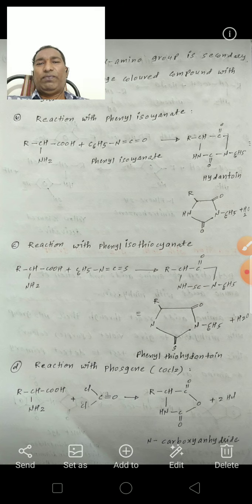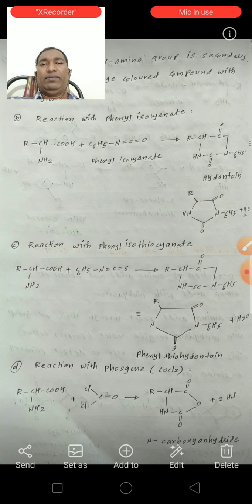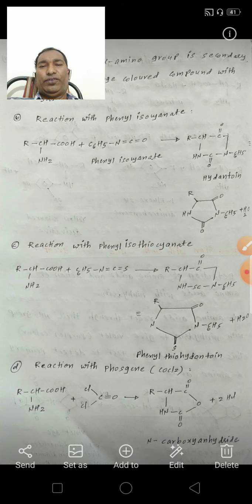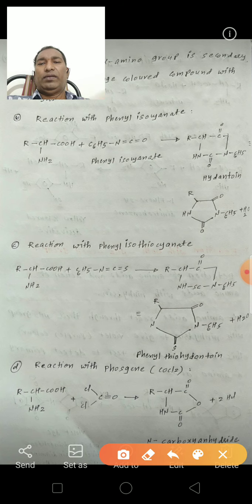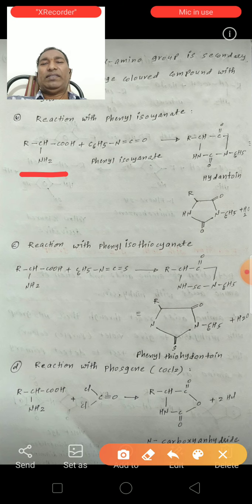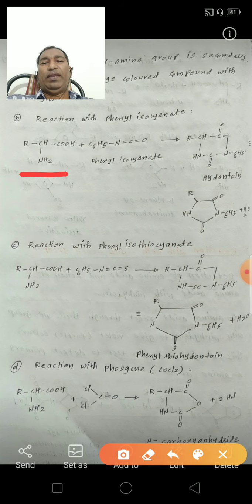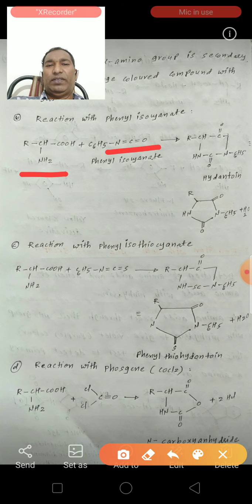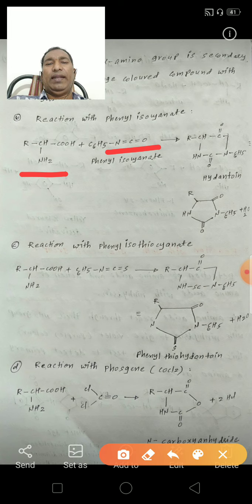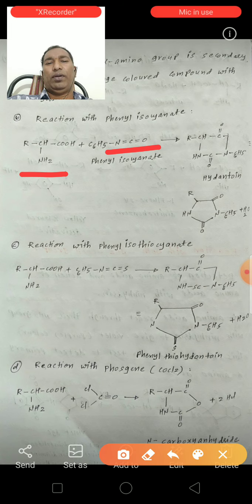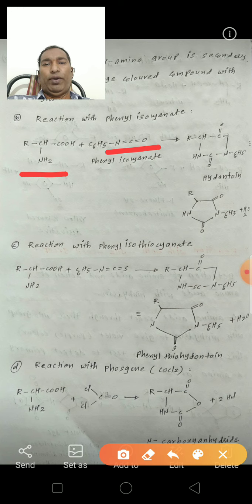So next one, reaction with phenyl isocyanate. See here, amino acids react with phenyl isocyanate. Structure is C6H5 bond N double bond C double bond O. This is the isocyanate group. When it reacts, it will give a hydantoin. This is the reaction.